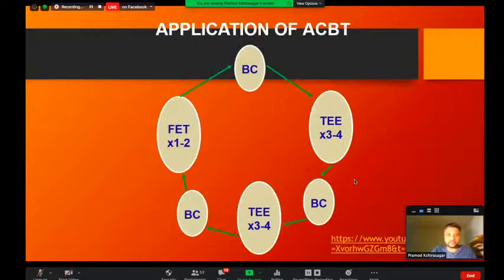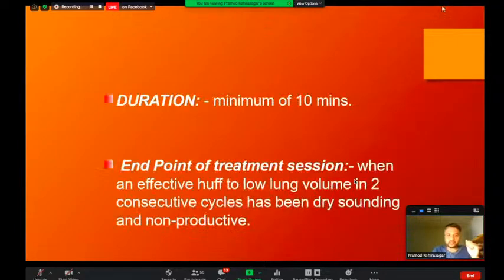So you can go for breathing control, then thoracic expansion three to four times, and again come back to breathing control. Then you can go for thoracic expansion and breathing control. You can tailor-make this if the patient has a lot of breathlessness, so you can go for more breathing control. Then at the end, end with the forced expiratory technique like huffing or coughing. So I can also show you a video of that.